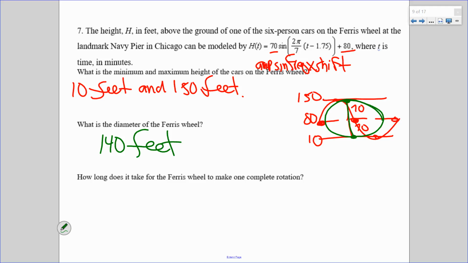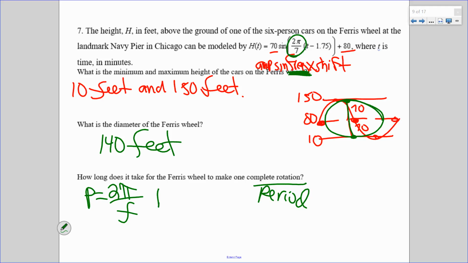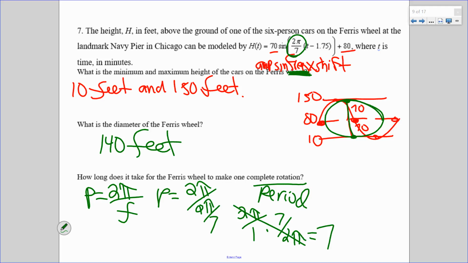How long does it take for the Ferris wheel to make one complete rotation? That is asking for the period. It doesn't tell me the period, but it does tell me the frequency. And again, the period is 2 pi over the frequency. Based on amp sine freq x shift, the freq is in front of the variable. The frequency is 2 pi over 7. So my period is 2 pi over 2 pi over 7. So that's going to become 2 pi over 1 times 7 over 2 pi. 2 pi cancel. 7 what? 7 minutes.